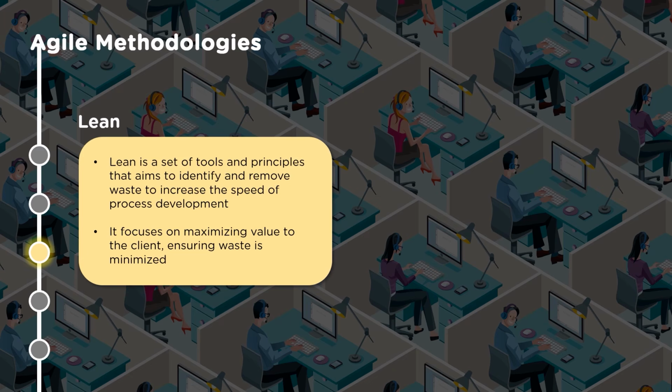It focuses on maximizing the value to the client, ensuring waste is minimized. So when you visualize processes, process interfaces and the flow, unless the output of one process or procedure is getting into another process, that flow should be smoother, like many pipes connected together and water is flowing.